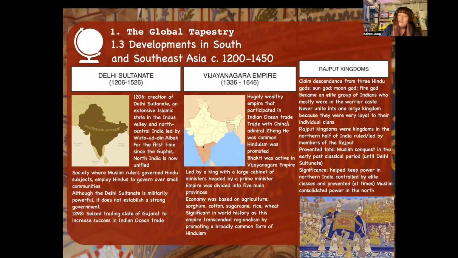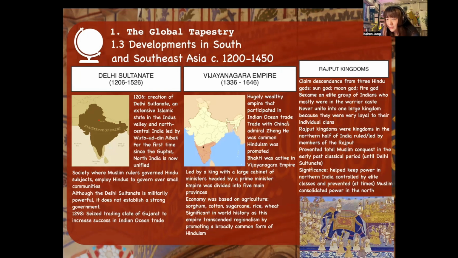Next, let's look at the Vijayanagara Empire. They were a hugely wealthy empire, and they participated in Indian Ocean trade. Hinduism was promoted, and Bhakti was very active in the Vijayanagara Empire. They transcended regionalism by promoting this particular broadly common and popularized form of Hinduism that was relatively inclusive. The economy was based primarily on agriculture like sorghum, cotton, sugarcane, rice, and wheat.